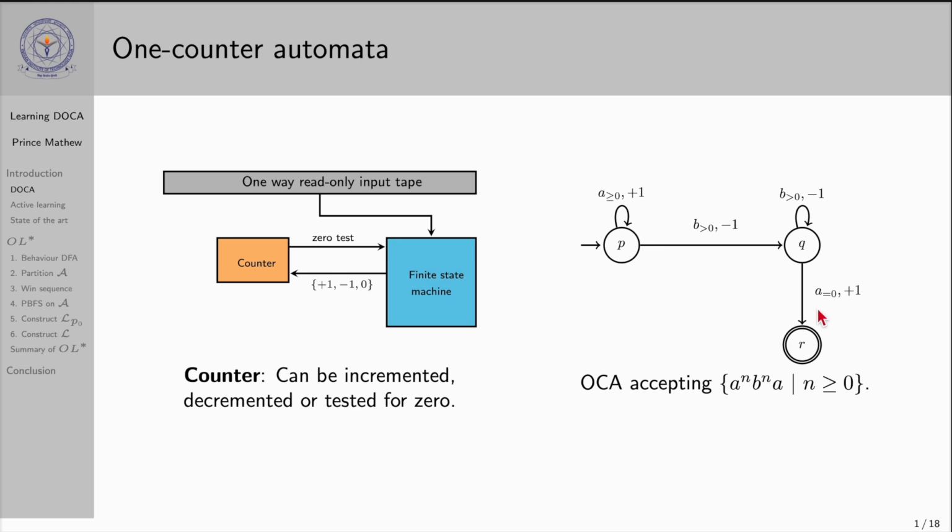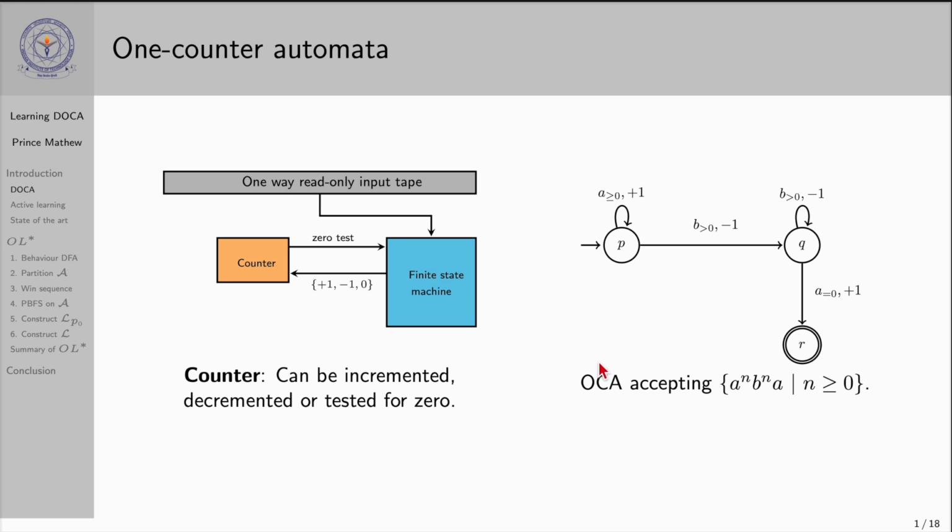So this is a one-counter automaton accepting the language a^n b^n a. We have three states, P, Q and R. P is the initial state and R the final state. This transition here can be taken on reading a B if your counter value is greater than 0, and it decrements the counter by 1. This transition from Q to R can be taken on reading an A if your counter value is equal to 0, and it increments the counter by 1.